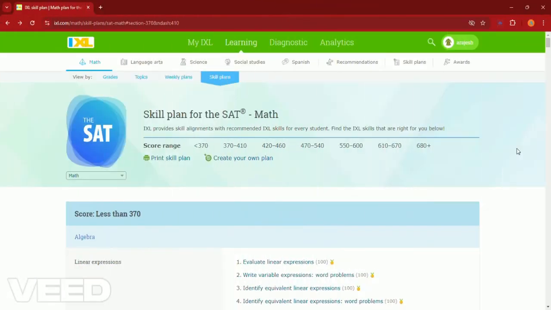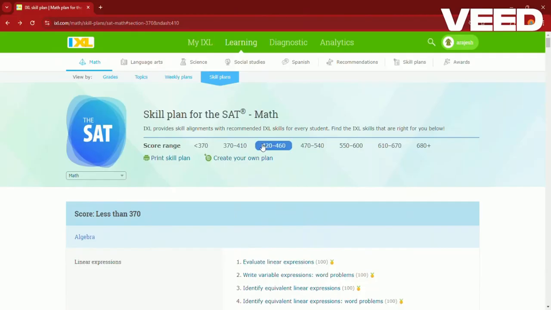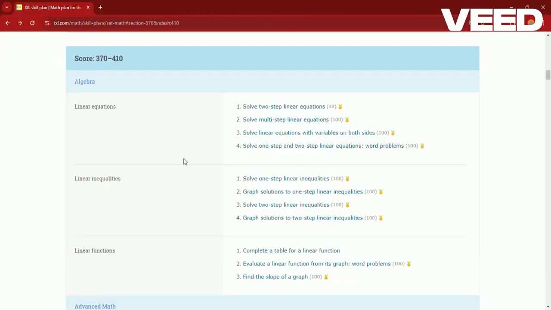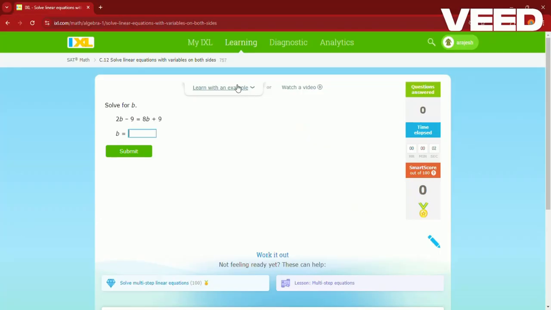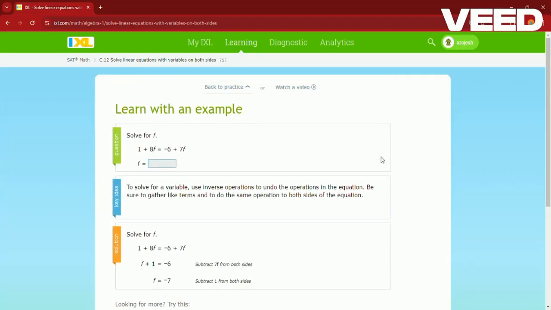Previously, we have done 2-2. We're going to do 2-3. In this scenario, it's going to be solve linear equations with variables on both sides. Here we go! Ignore the medals and let's learn with the example. We're going to solve for f in this scenario, okay? Again, solve for f. It's going to be 1 plus 8f equals negative 6 plus 7f.